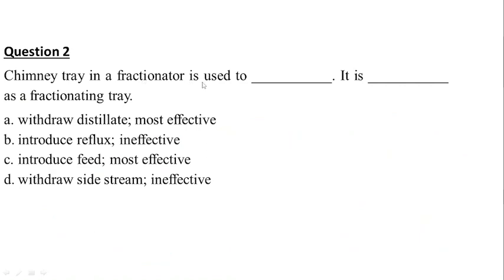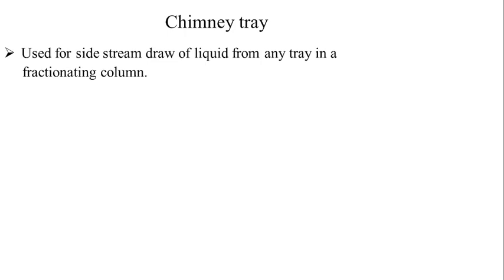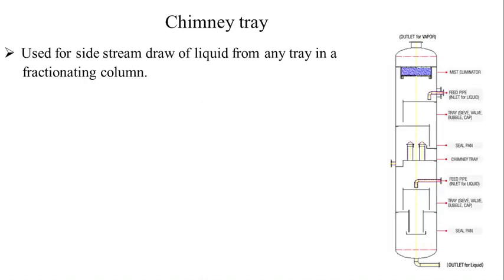Chimney tray in a fractionator is used to dash. It is dash as a fractionating tray. So we know that chimney tray in a fractionator is used for withdrawal of side stream, and it is ineffective when compared to other trays. So it is not considered as a fractionating tray. So chimney tray is used for drawing of liquid from any tray in a fractionating column.